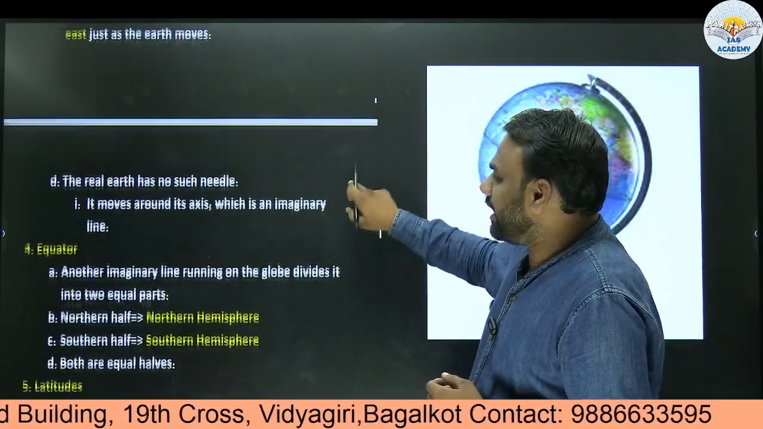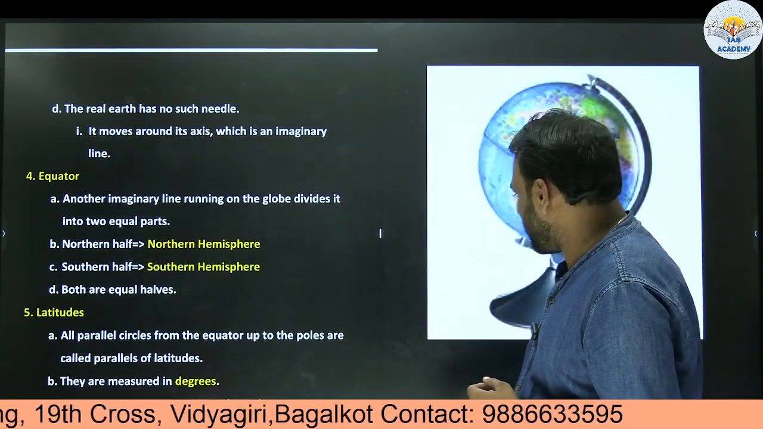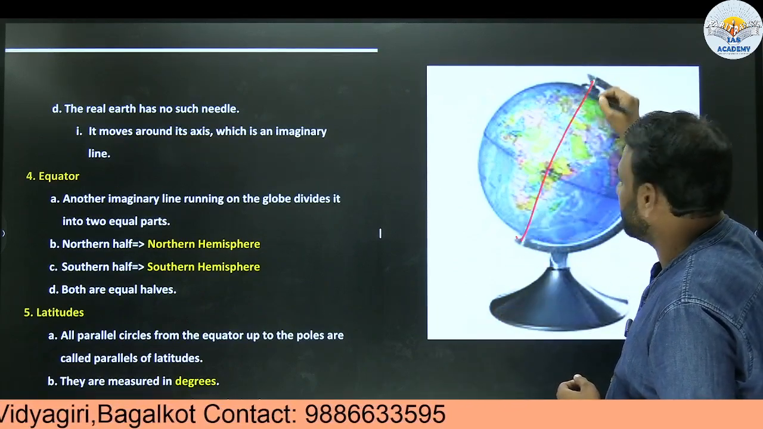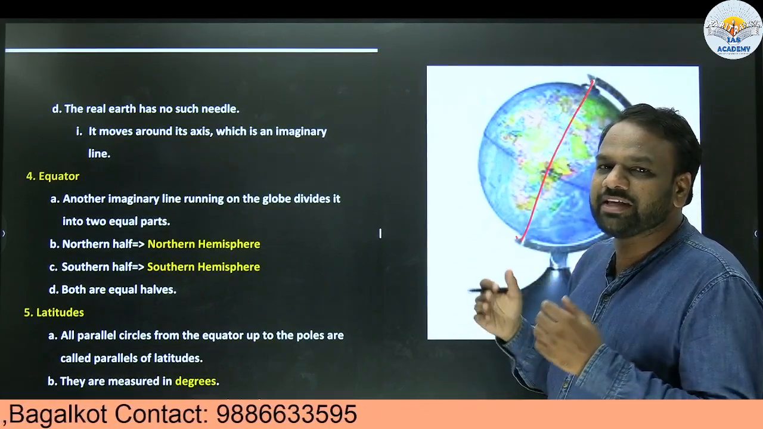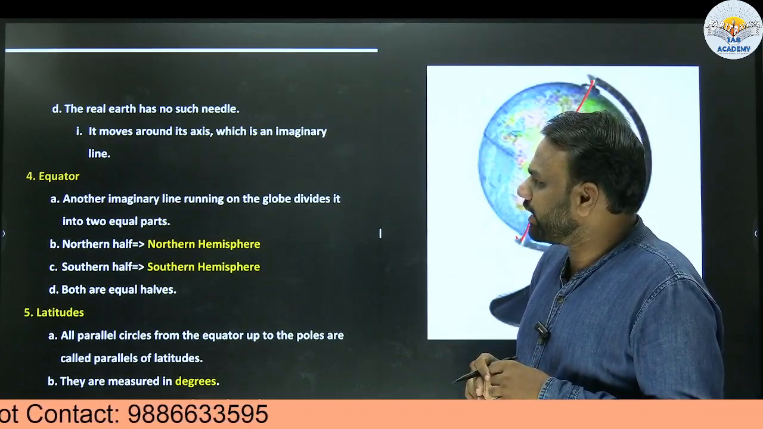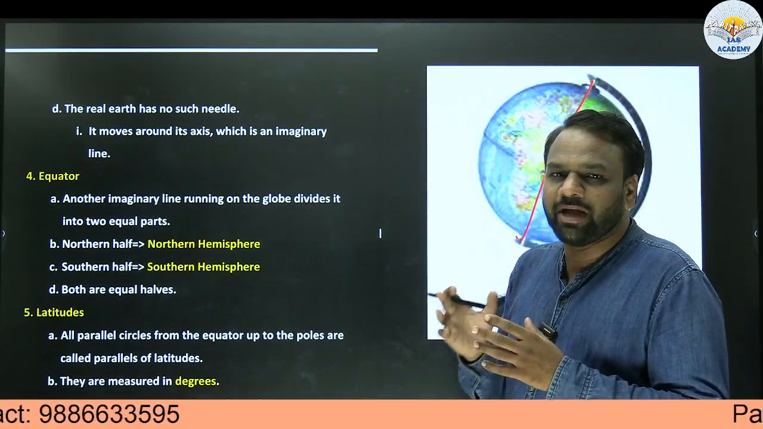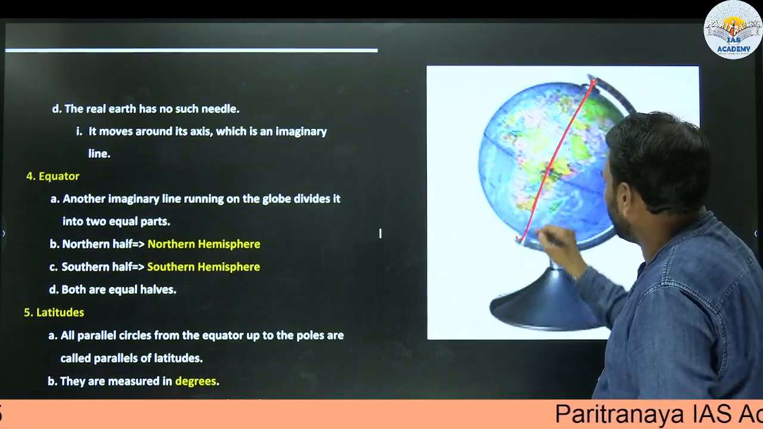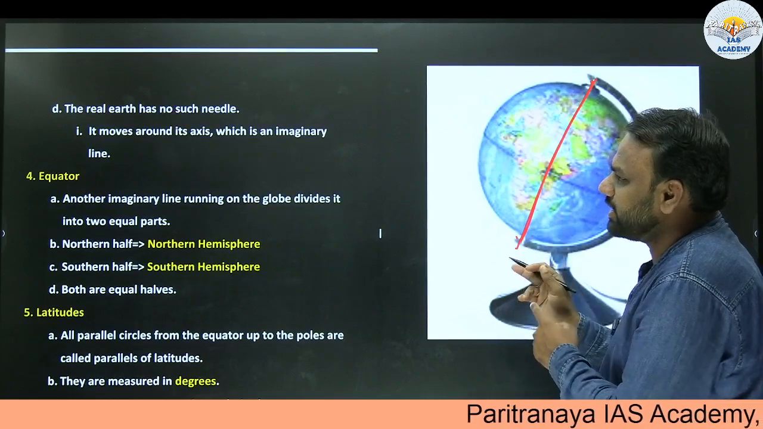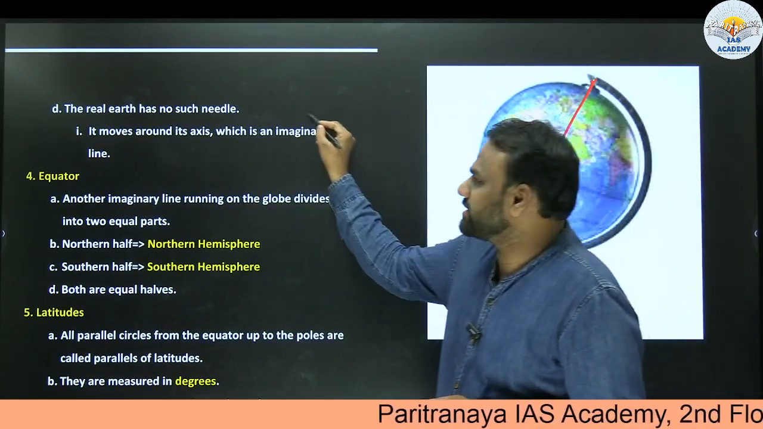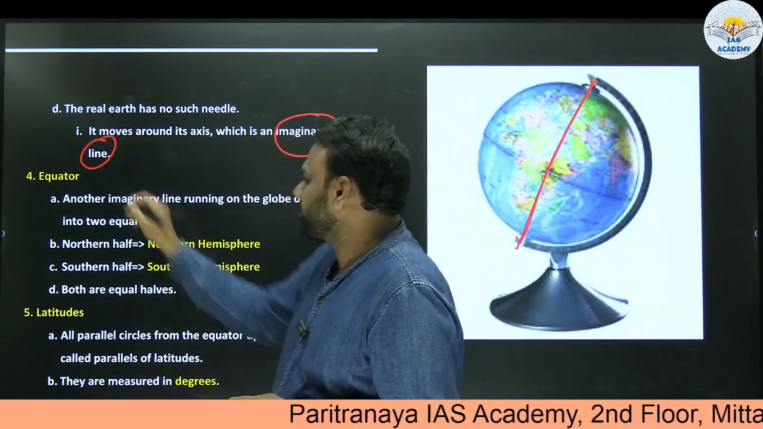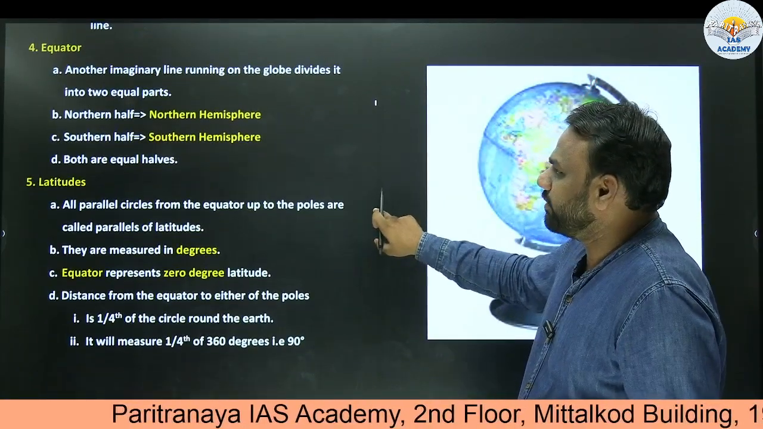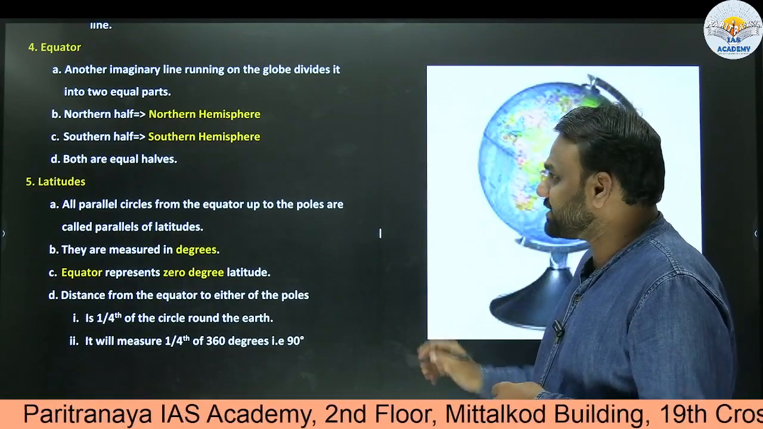Next, the real Earth has no such needle. As I already told, here we took an imaginary needle, which we call the axis. But in reality, Earth does not have any such needle. Then why have we drawn a needle? Just in order to create the imagination easily. Earth rotates around its axis, so we have an imaginary line here. Around this axis, Earth rotates, which is an imaginary line. Next, similarly to the axis, we have one more imaginary line, which we call the equator.